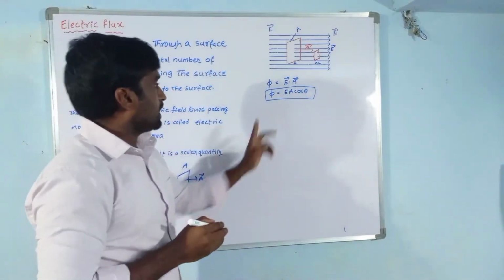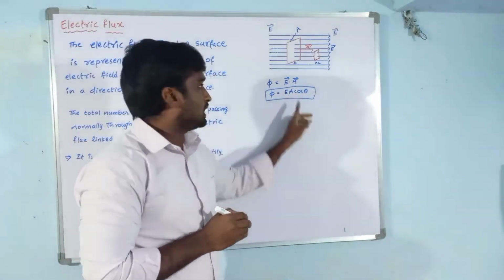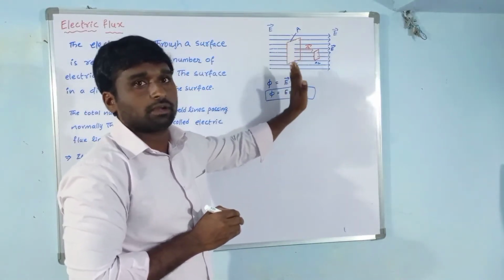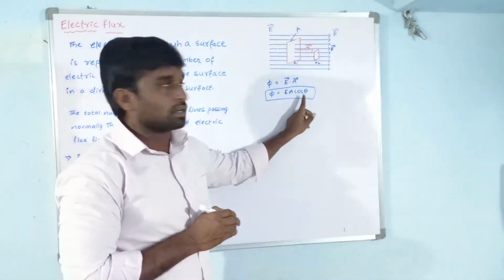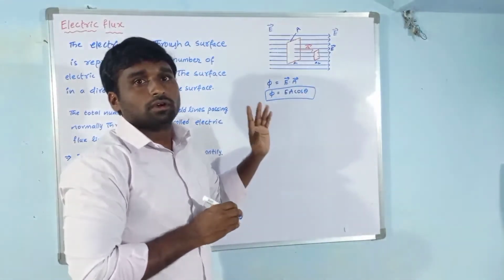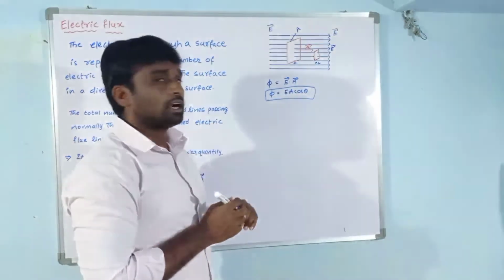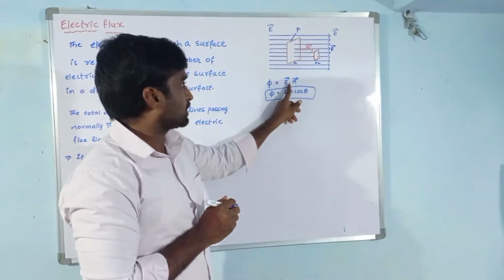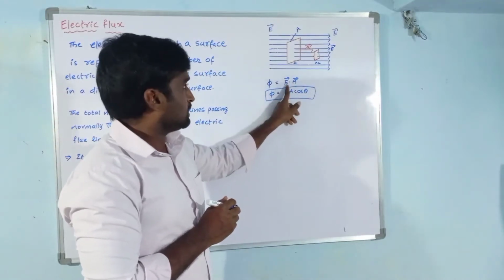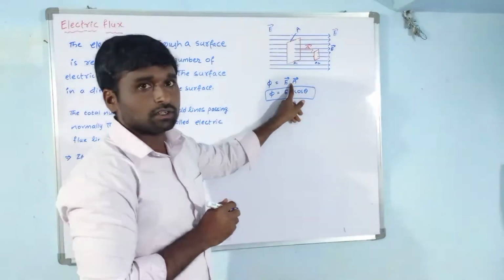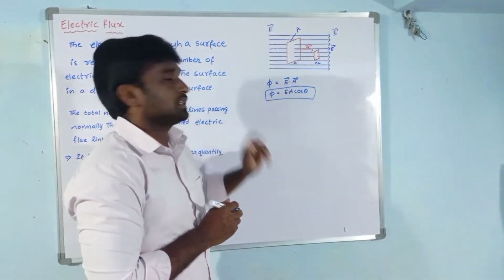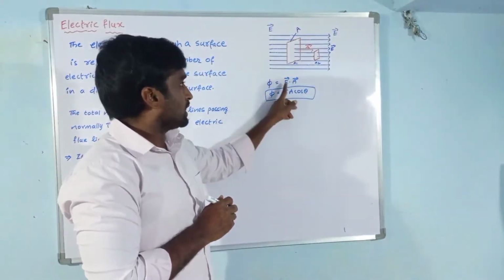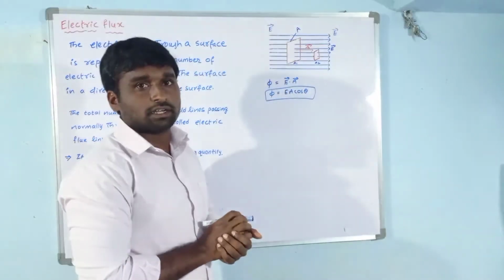So now what is the electric flux? Phi is equal to EA cos theta. What is theta? It is the angle between the electric field and the area vector. The dot product of two vectors gives a scalar. This is a vector, this is a vector, and this is a dot. So the dot product of two vectors gives a scalar. Electric flux is a scalar quantity.